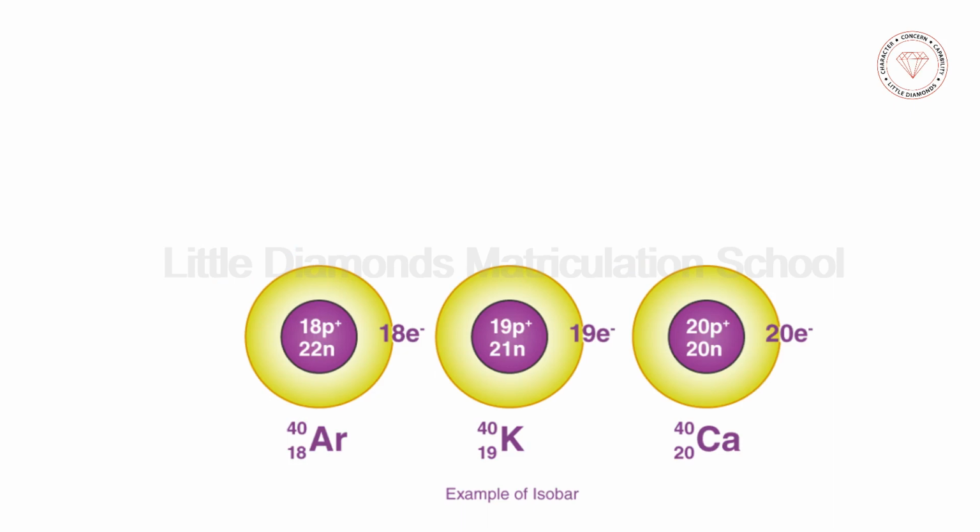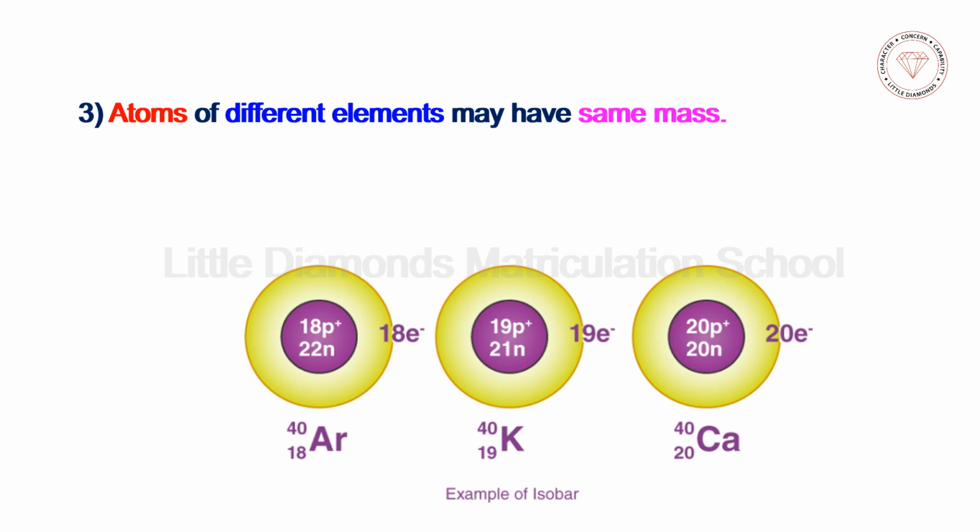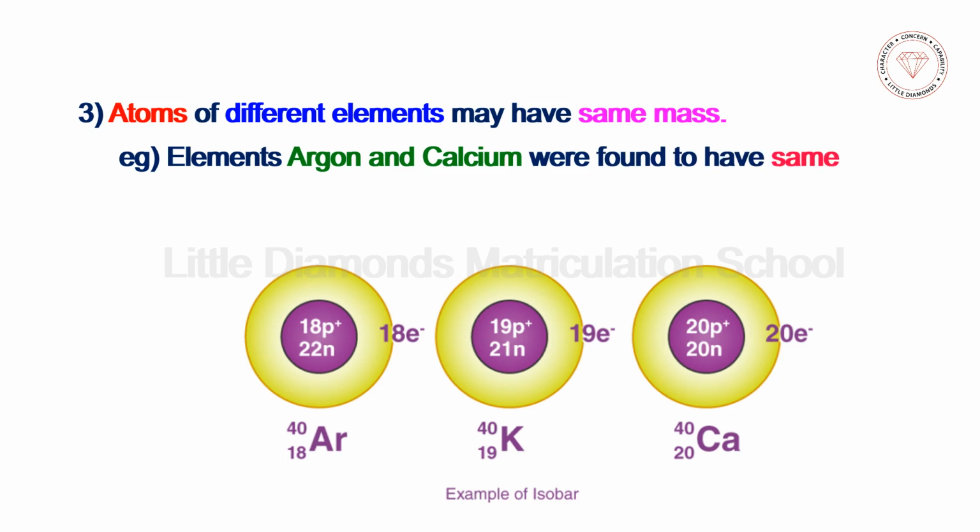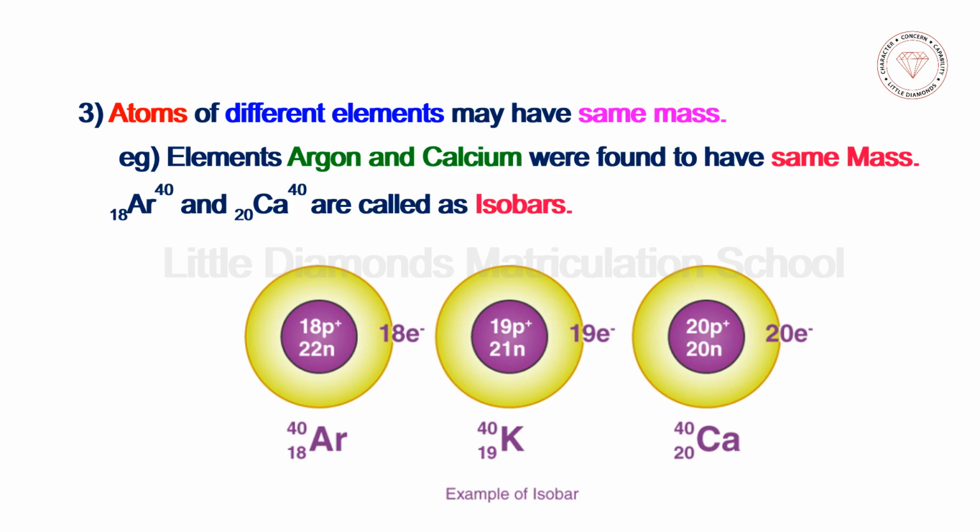Number 3, the discovery of isobars led to the proposal that atoms of different elements may have the same mass. Example, the elements argon and calcium were found to have the same mass. Argon-40 (18) and calcium-40 (20) are called isobars.